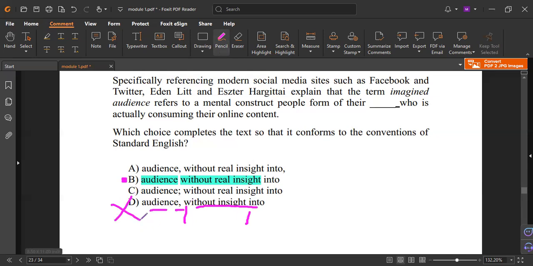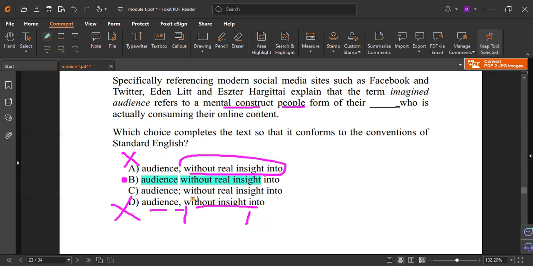So it is wrong. But wait, why is it wrong? Because I cannot make this part non-essential. Because non-essential, as you know, means you can delete it. It does not affect the meaning. But here it affects the meaning. It's related to the content. So you cannot make it non-essential. So A is wrong. Now again, after a semicolon, it must be a sentence.